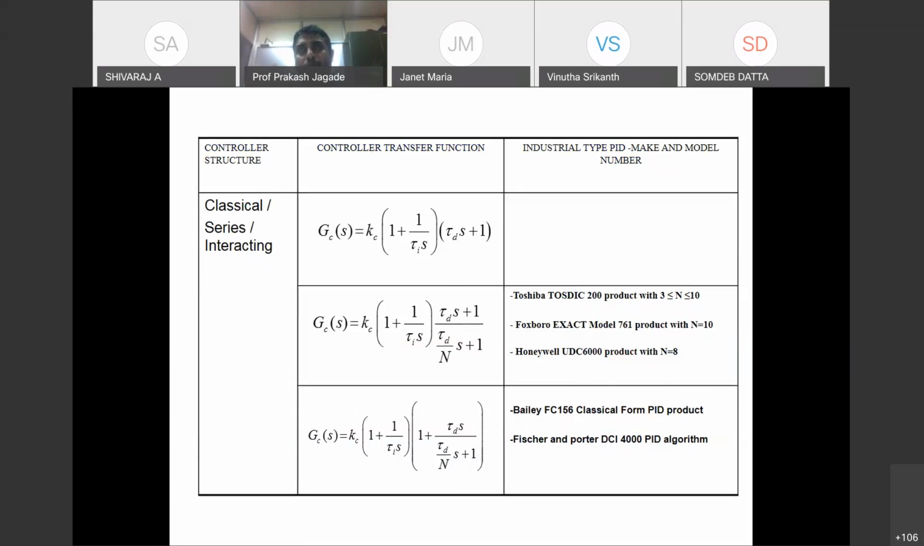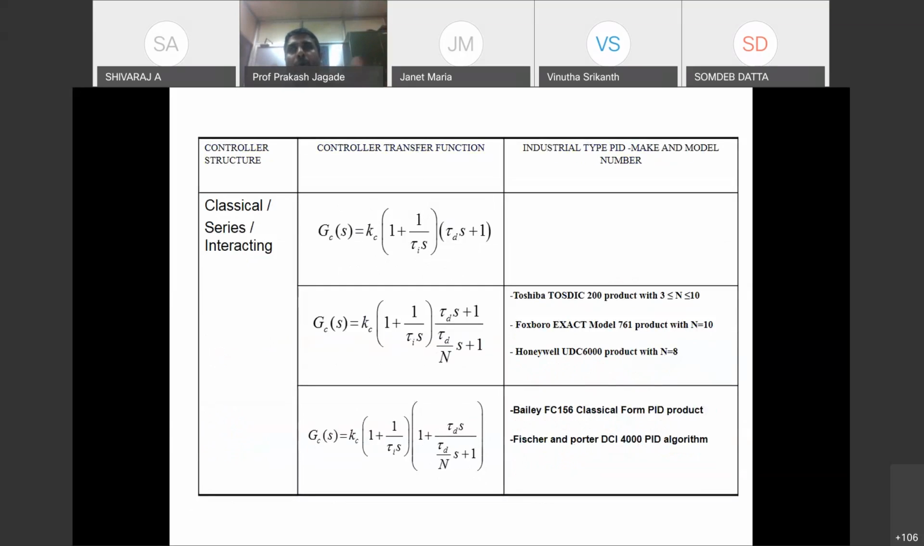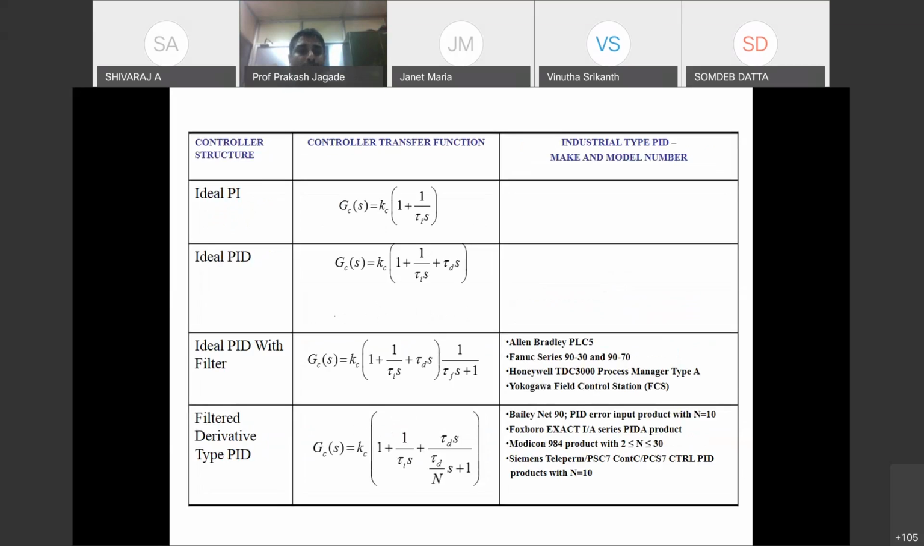These are the popular PID controller structures available in the control system literature. While teaching or carrying out research, we should not use the ideal one or the series form of PID controller, which is not physically realizable. Either the second one or the third one we should use in the case of series form, whereas in the case of a parallel form, you have to use the ideal PID with filter, or a filter derivative type PID controller.